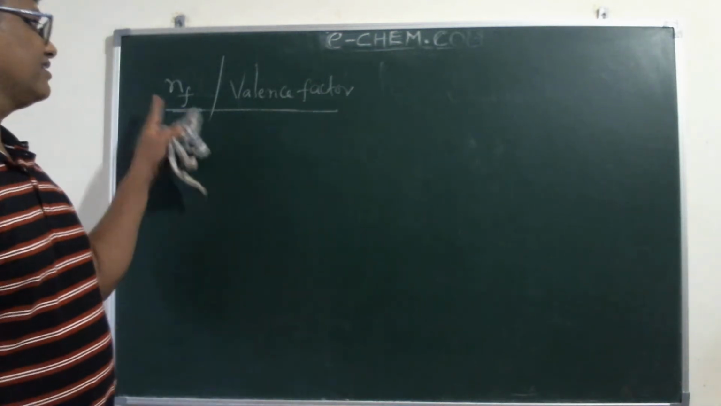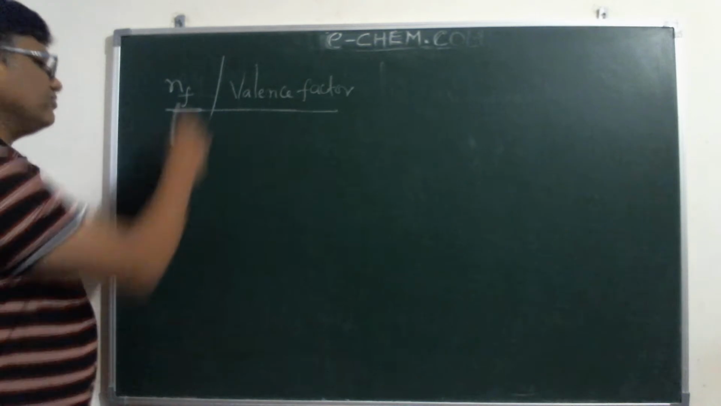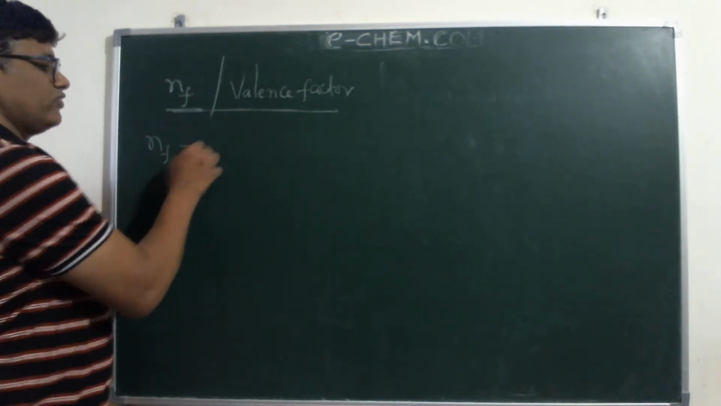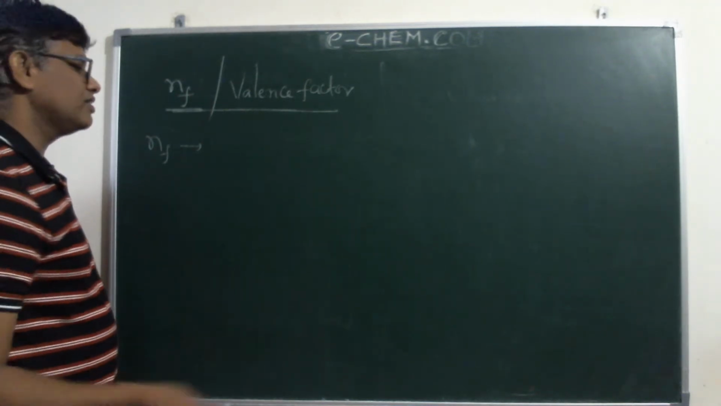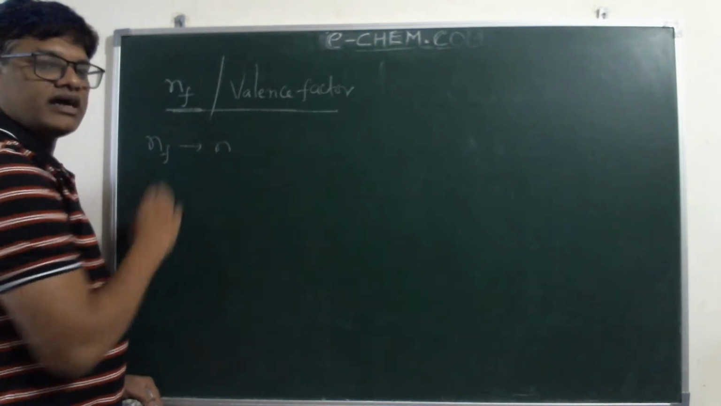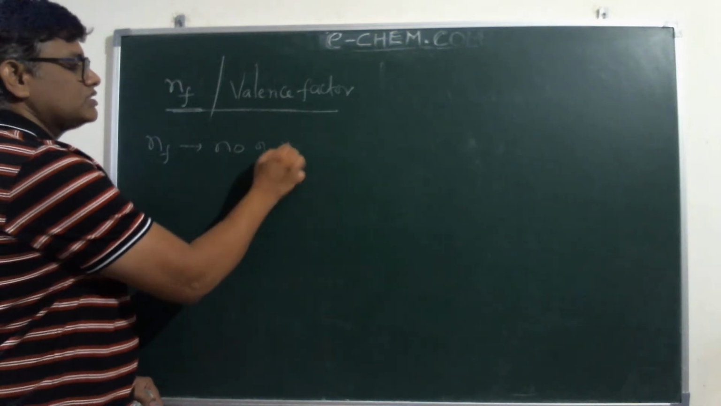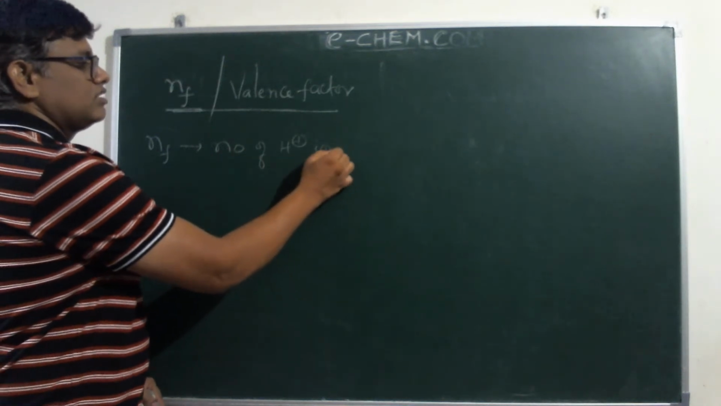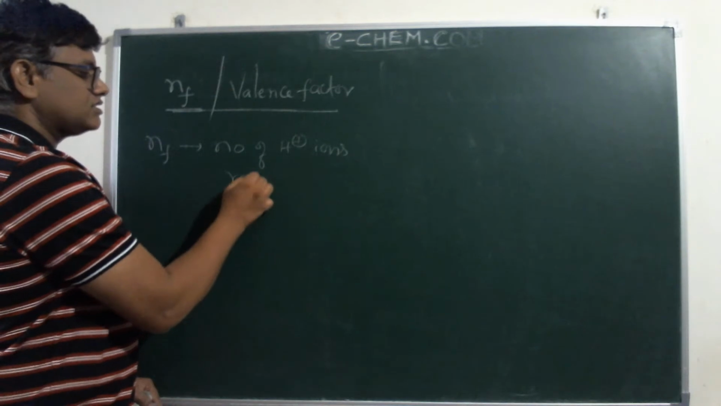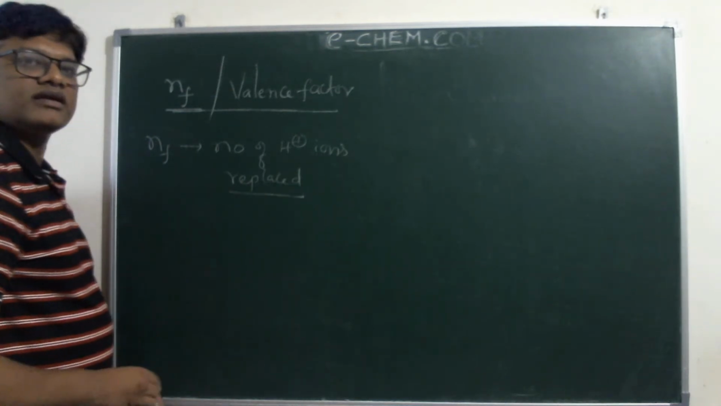Let's begin with the n factor, the valency factor. Let's look at n factor calculation for various compounds. For example, if an acid is taken, to calculate the acid's n factor, the number of H plus ions replaced per mole of the compound is taken.